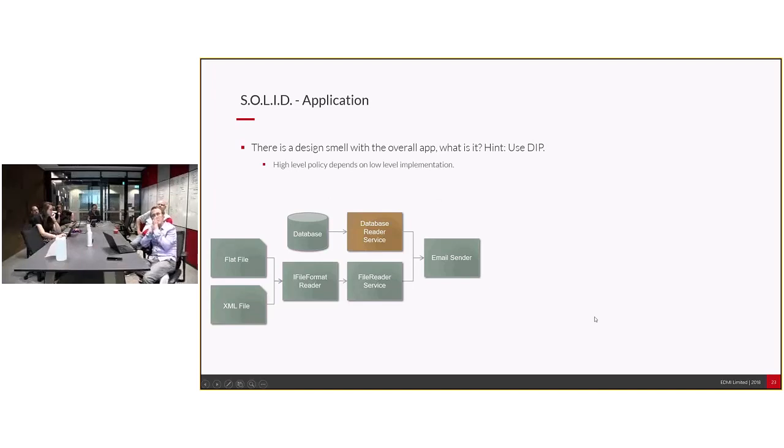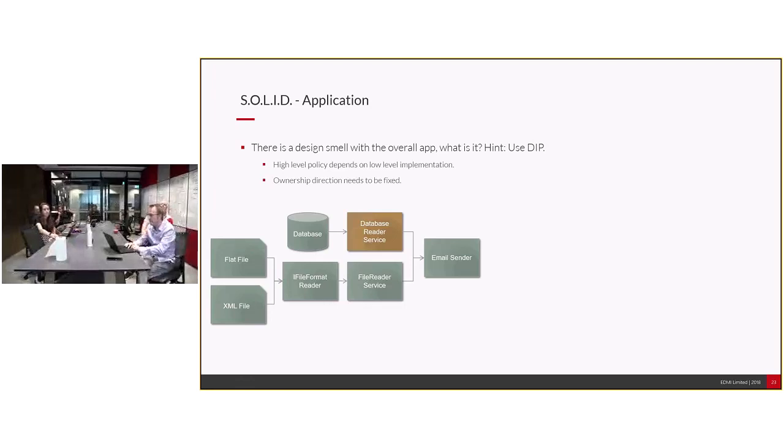Now, here what is happening is the higher level policies depend on low level implementation details. And what you said is a subset of this general principle here, right? So email sender app now depends on everything, right? So if you want to unit test the part in email sender app that consumes this, you will pull in the entire database reader service and you will pull in the entire file reader service. So that's the problem here, right?